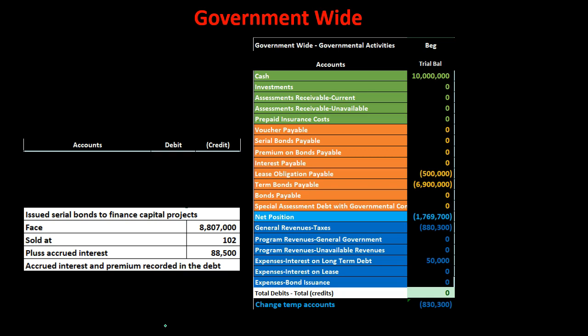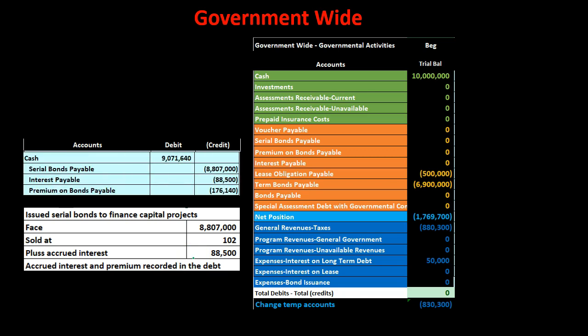So we're going to start a capital project, a long-term project, to build a building, a bridge, or a road, and we're going to issue serial bonds in order to finance it. The face amount of the serial bonds is going to be $8,807,000. Then we're going to issue it at 102, meaning we're going to issue it at a premium. Plus we had accrued interest that we're going to have to put on the books as well.